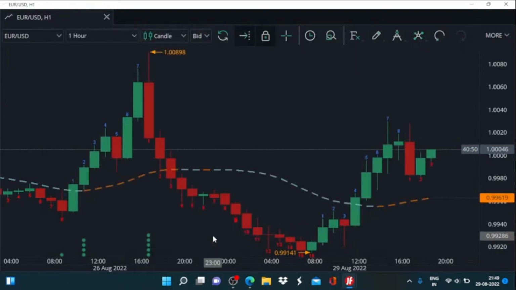So guys, that's it from my side for today's session. I hope you have been able to understand the formation of this ST trend line and its possible uses, how you can customize this indicator to take advantage of the dominant cycle of the market.